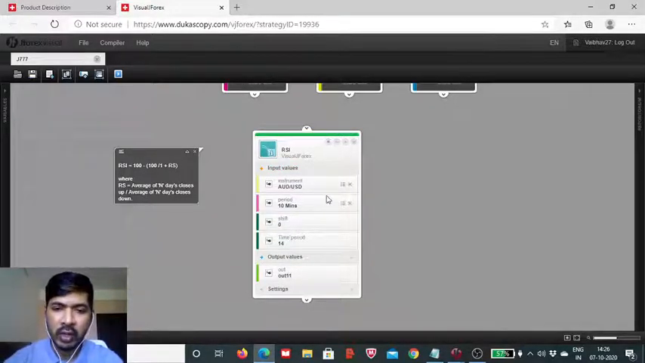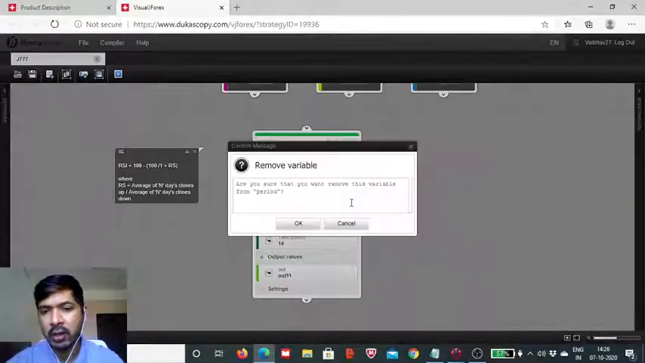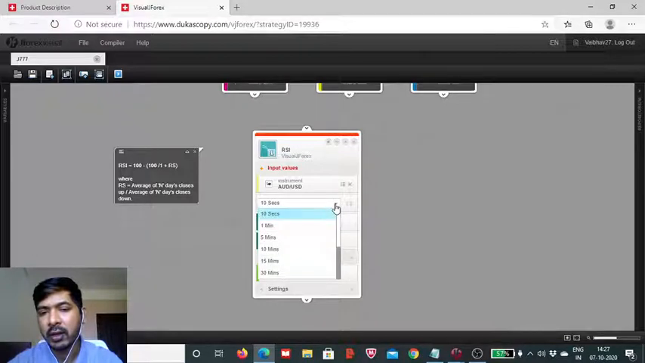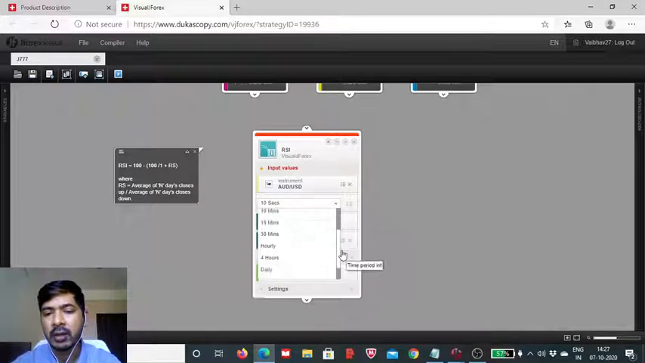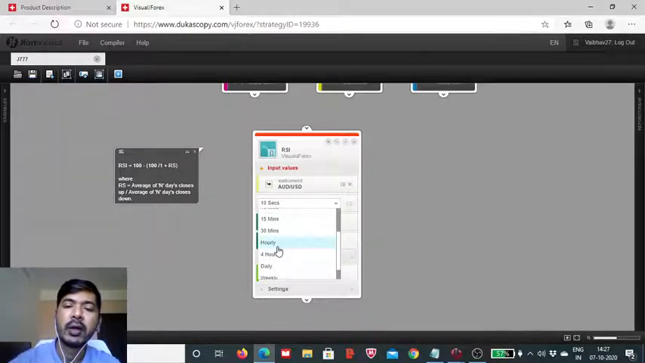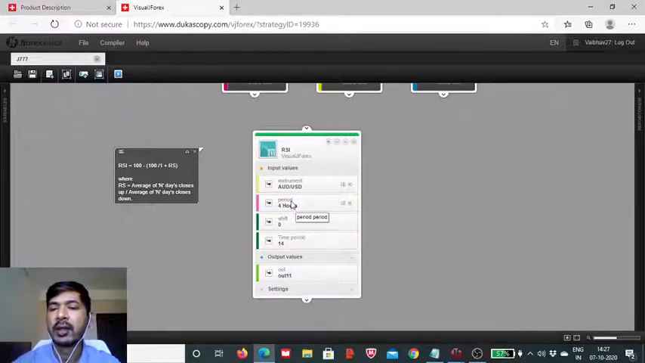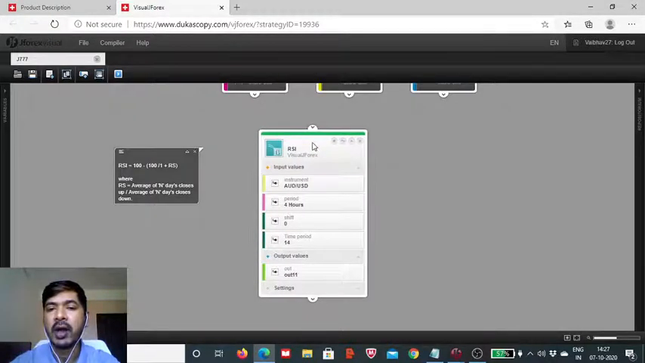Now, coming to the time period of the candlestick, you can use the time period anything starting from 10 seconds all the way to monthly. So it is always dependent on our setup, how the setup is, and how we want to trade. I think let us go for the longer term horizon, and we will select the 4 hourly as our time frame for calculation of the RSI.